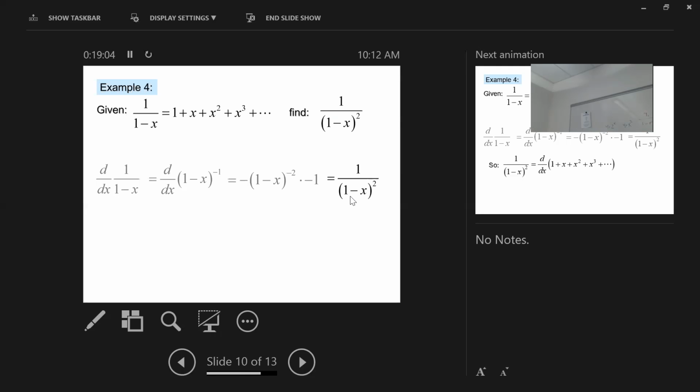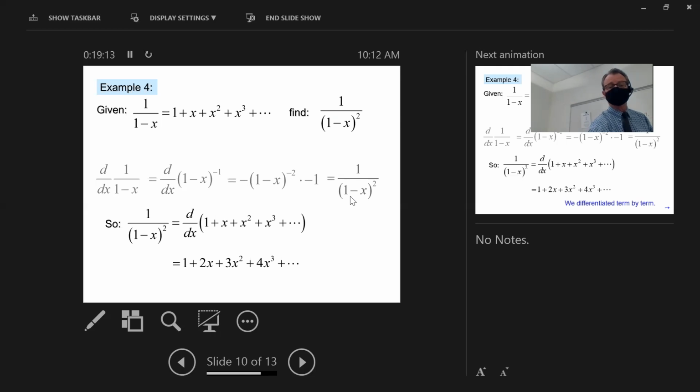Yes? Except now look what happens. If you took the derivative of the left, just take the derivative of the right. See, we agree that this is true. We agree that this is the derivative of that. So we just differentiate both sides of the given, and we would get this can be represented by that series.